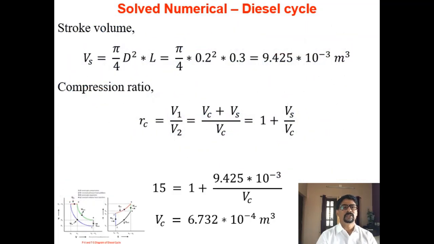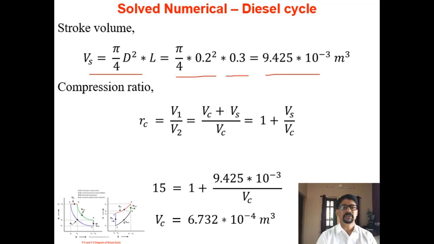Now as usual, let us calculate the stroke volume. So stroke volume Vs is equal to pi d square by 4 into L. So pi by 4 into 0.2 square into 0.3. So it is 9.425 into 10 to the power minus 3 meter cube.